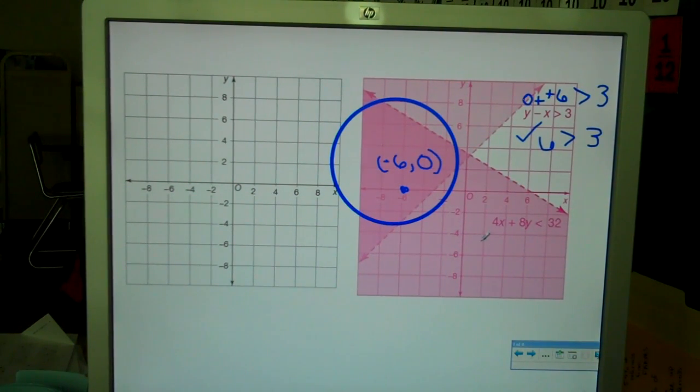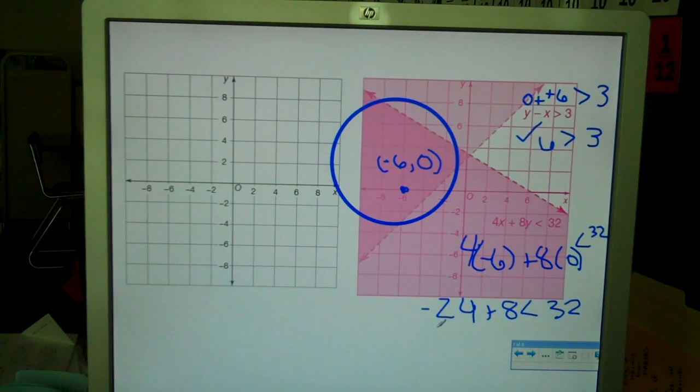Now, let's plug it into the one below. So we have 4 times -6 plus 8 times 0. Oops, I'm running out of room. Has to be less than 32. Okay? 4 times -6, well, that's -24 plus 8 is less than 32. Let's see, -24 plus 8, I want to go back 8, 16, -16, correct me if I'm wrong, is less than 32. Is -16 less than 32?